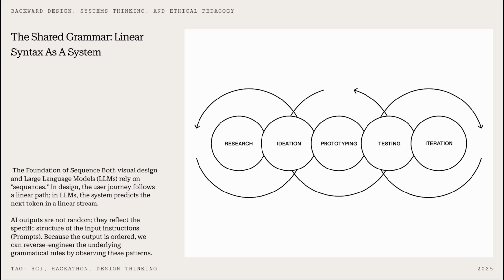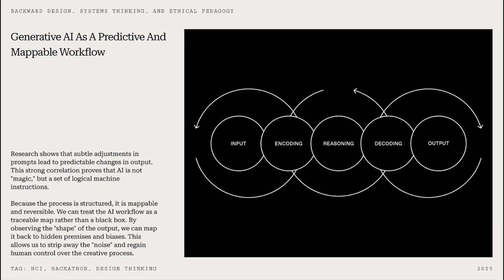Both visual design and AI models are actually built on sequences. In design, it's a user journey. In AI, it's just one token following another in the stream. This is our design roadmap, from research to ideation to prototyping to testing and iteration. It's a proven cycle. The standard design flow we use every day perfectly mirrors how an LLM functions.